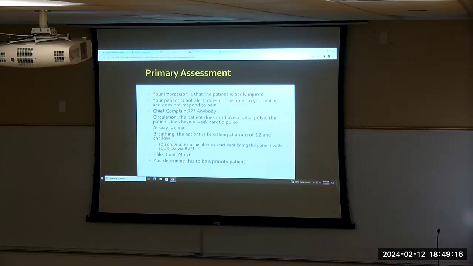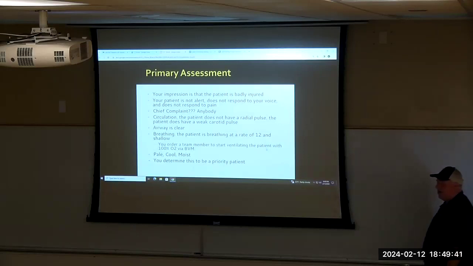Circulation. He does not have a radial pulse, but he does have a weak carotid pulse. His airway is clear. He is breathing 12 breaths a minute and shallow. Is that adequate? No. What do we do? Put him on a non-rebreather? No, BVM. Never follow me down a rabbit hole like that. Come on, people. Don't trust me. I always lie to you.